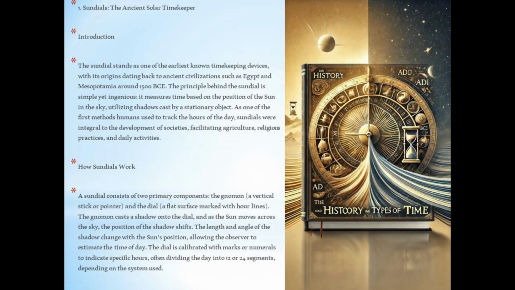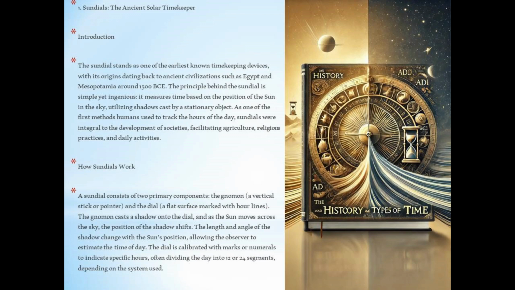The principle behind the sundial is simple yet ingenious. It measures the time based on the position of the sun in the sky, utilizing a shadow cast by a stationary object. As one of the first methods humans used to track the hours of the day, sundials were integral to the development of societies, facilitating agriculture, religious practices, and daily activities.